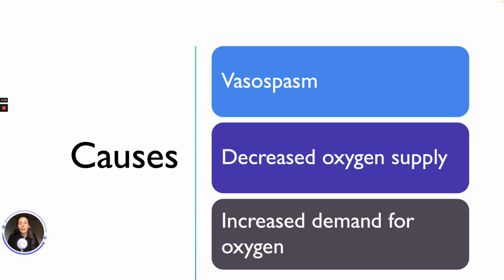All right, so what are the causes of an MI? So we have a vasospasm, which is the sudden constriction or narrowing of the coronary artery. There's a decreased oxygen supply from acute blood loss, anemia, or low blood pressure, and an increased demand for oxygen. This can come from a rapid heart rate, ingestion of cocaine, or thyrotoxicosis, which causes an increase in the demand for oxygen.